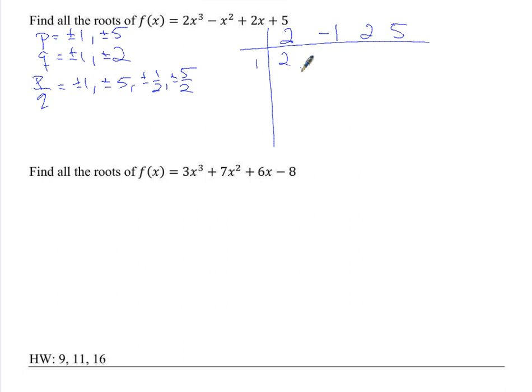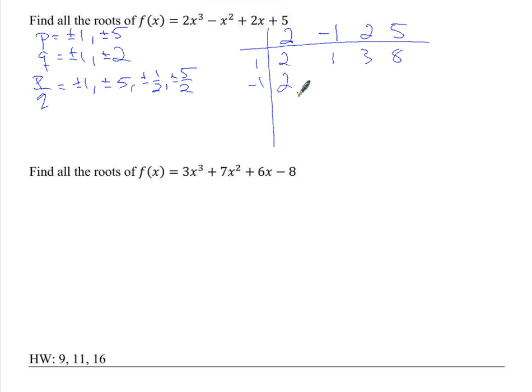2 comes down. 2 times 1 is 2. So we get 1. 1 times 1 is 1, so we get 3. 3 times 1 is, okay, so we get 8. That one didn't work. Try 2. 2 doesn't even appear in our list. Try 5. How about negative 1? I like my numbers to stay small.